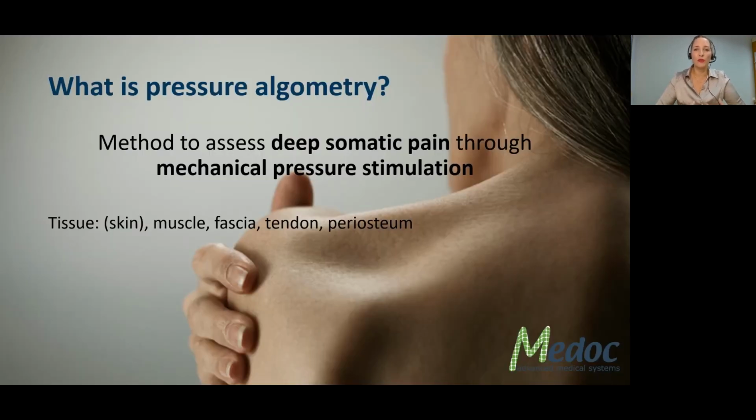So what is pressure algometry? Pressure algometry is a method to assess deep somatic pain through mechanical pressure stimulation. And the tissue that we're aiming at is the muscle, the fascia, which is the layer surrounding the muscle that is providing the muscle with the vasculature and nerves, and the tendon, and the periosteum, which is the layer surrounding the bone. The bone itself is not very sensitive to mechanical stimuli, but the periosteum is very much. So these are the different types of tissues that we are aiming at.